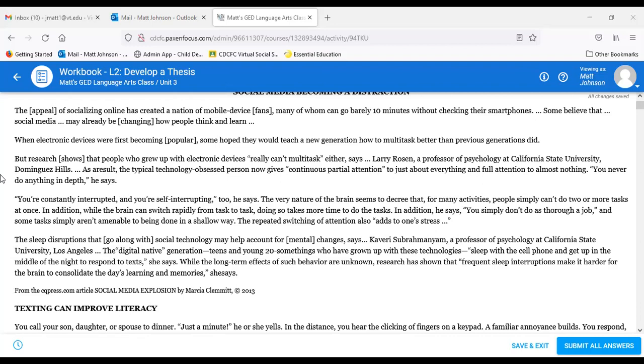So again, cqpress.com article, Social Media Explosion, Marcia Clement, 2013. You've got to make sure that you know the name, right? Because you're going to reference those as you're writing. So make sure you keep the two passages straight. Clement, right? Her argument is that while socializing online has created a nation of mobile devices, we may be changing how people think and learn. So that's her main argument. We are changing the way people think and learn.